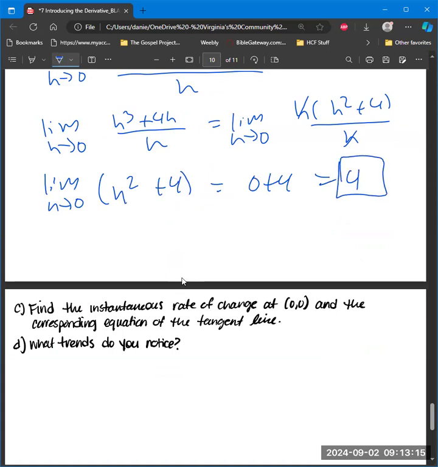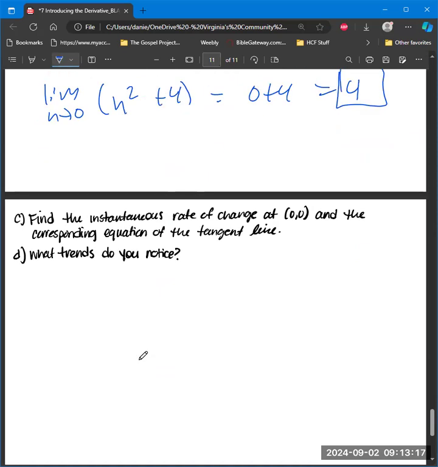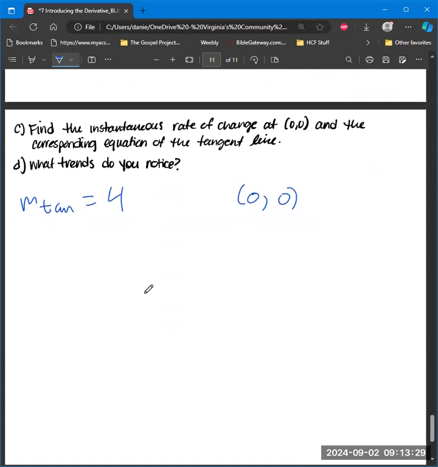So that's my instantaneous rate of change. So my slope of my tangent line is equal to 4. I'm going to have a point 0, 0. That is my point of tangency. So I'm going to have y equals 4x plus my y-intercept of 0, which is 4x.